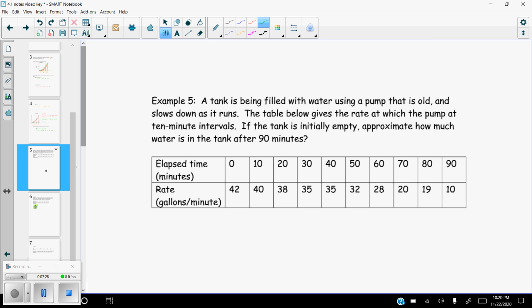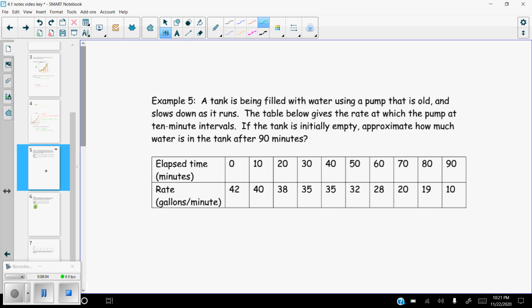So it says a tank is being filled with water using a pump that is old and slows down as it runs. The table below gives a rate at which the pump pumps at 10-minute intervals. Typo there. If the tank is initially empty, approximate how much water is in the tank after 90 minutes. So what we have is a rate of so many gallons per minute, and we have an elapsed time in minutes. The table, and it slows down.